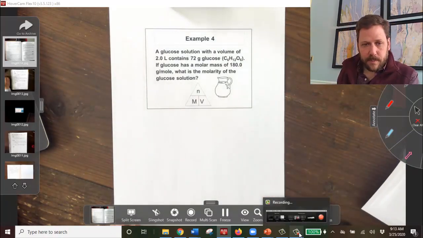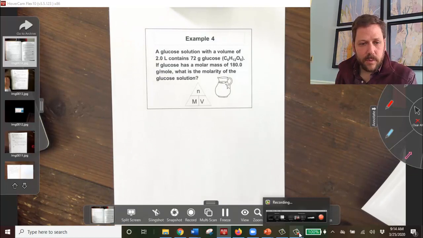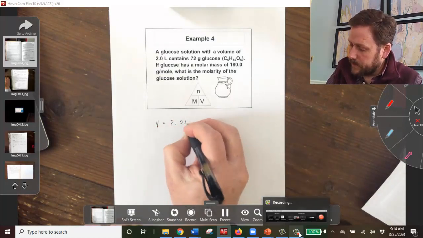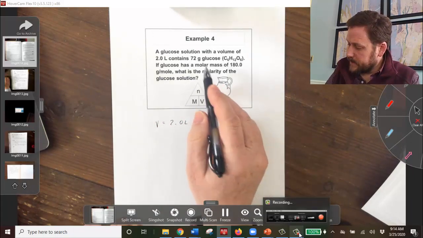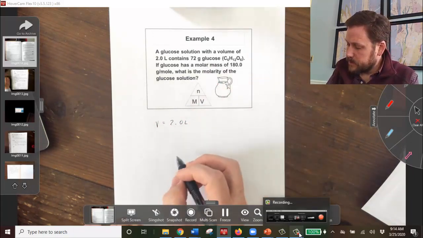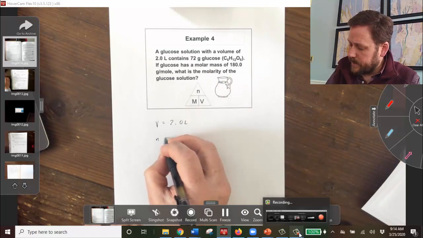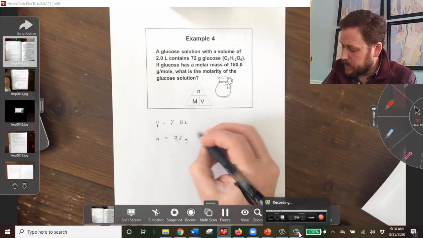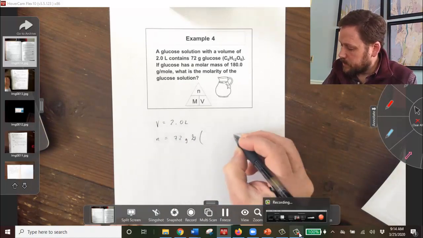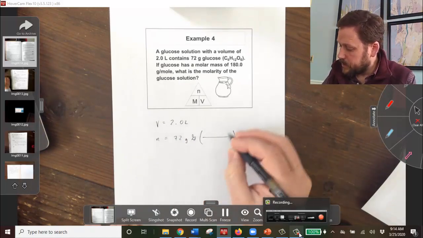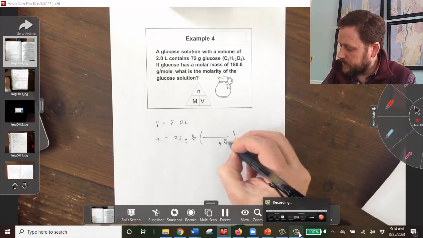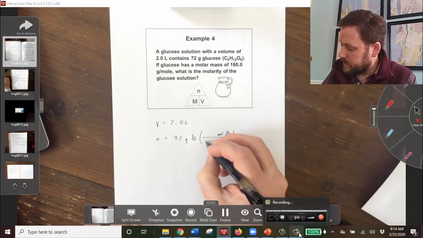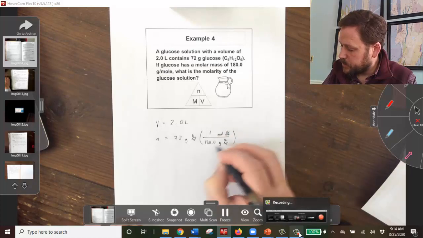Here's the fourth one, which is in the PowerPoint, and it says a glucose solution with a volume of 2 liters. So I'm going to go ahead and start the shopping list here. Volume is 2 liters, and it contains 72 grams of glucose. Well, that is an amount of solute, but it's given in grams. So I'm going to go ahead and convert it to moles right away, and I'm just going to use a cursive letter G to indicate glucose, because that's easier to write than the formula for glucose. And here, the molar mass is given as 180 grams per mole.